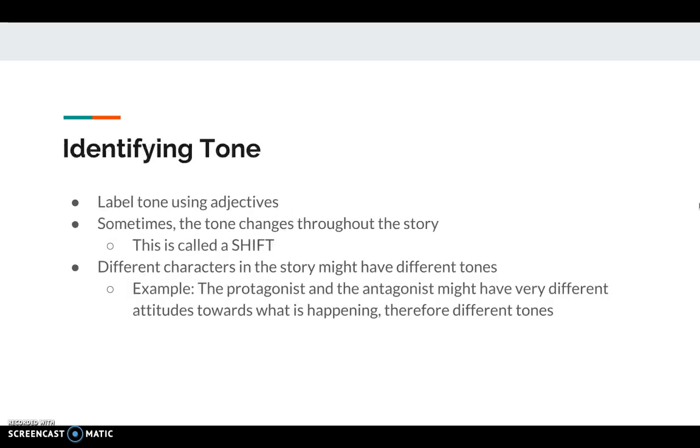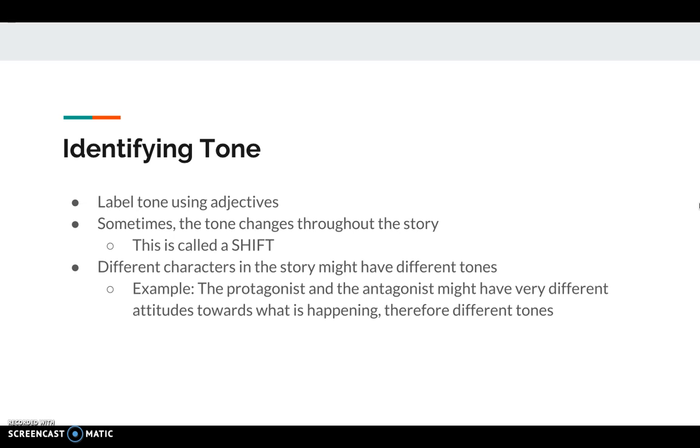So when you identify the tone of a story, you label that tone using adjectives. So the tone might be uplifting, or it might be depressing, or it might be terrifying. Those are all adjectives you could use to describe tone. Sometimes the tone changes throughout the story. So maybe something seems scary, but it ends up having a feeling of relief at the end. When the tone changes, that's called a shift. Or sometimes you might hear us call it a tone shift.